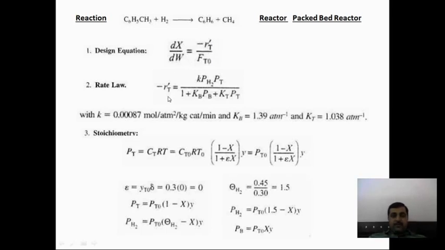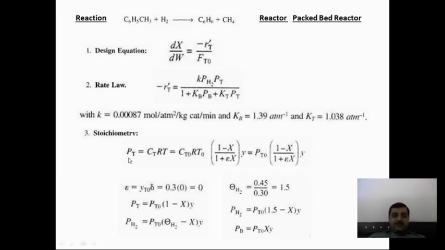What is our rate law? Our rate law is in terms of the partial pressures of benzene, toluene and hydrogen. What are the values of these parameters? We have already derived them from regression analysis, so you have those parameters. Now the question comes, how does conversion relate to these pressures? That is what we want.